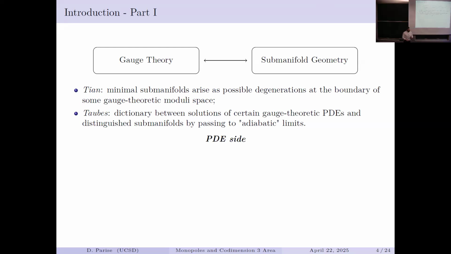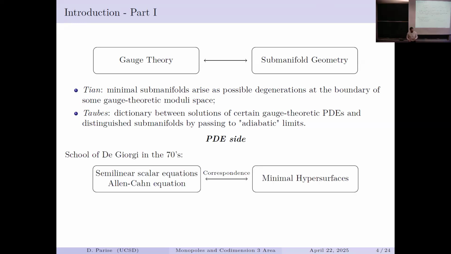On the PDE side, a similar correspondence between certain solutions of partial differential equations and certain special submanifolds has been investigated since the 70s, in particular thanks to the school of De Giorgi. The correspondence I'm referring to is between minimal hypersurfaces and semilinear scalar equations, in particular the Allen-Cahn equation, which comes from the gradient theory of phase transitions. In a nutshell, minimal hypersurfaces arise as epsilon going to zero limits of certain solutions of scalar equations.